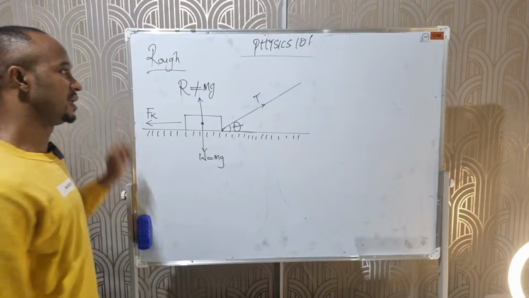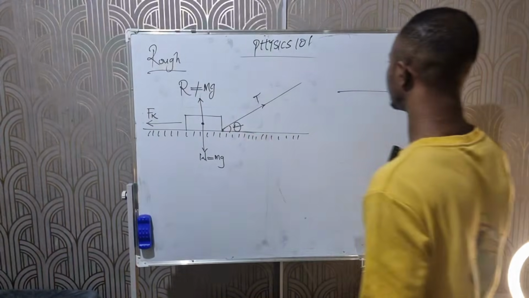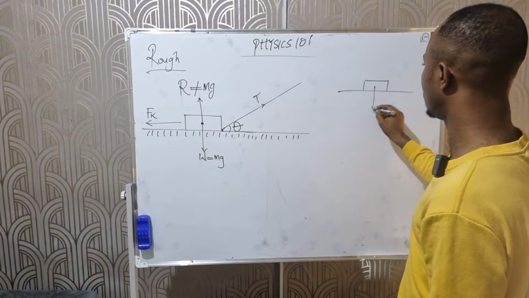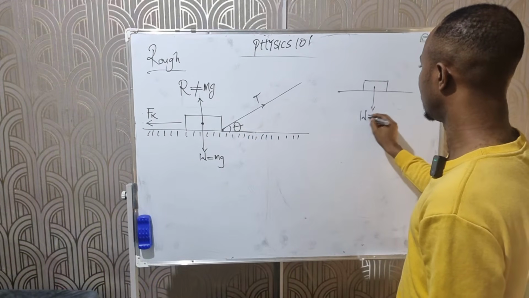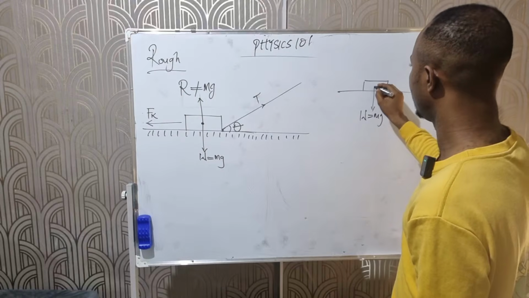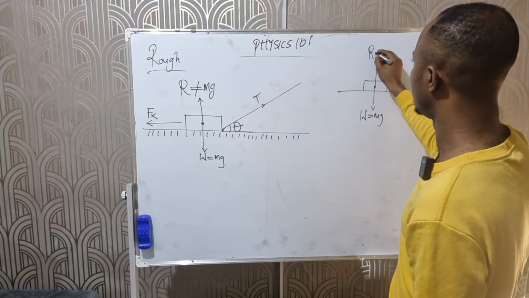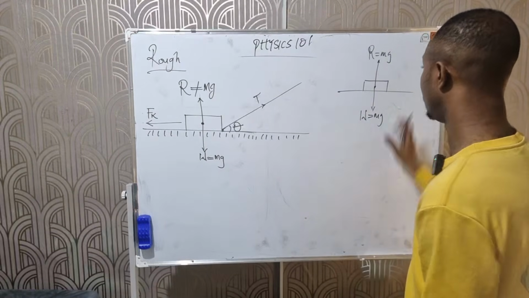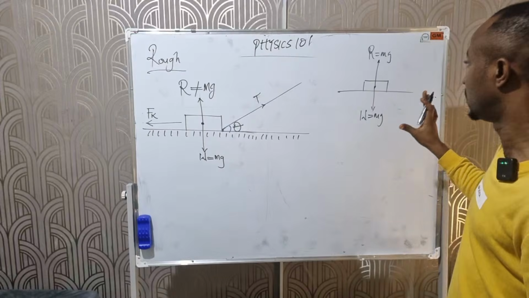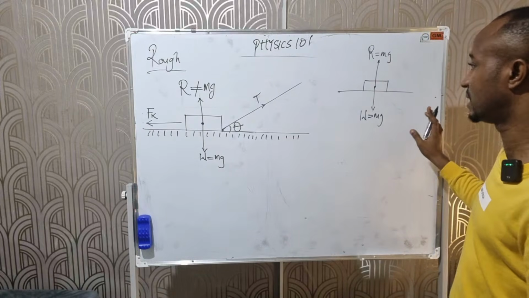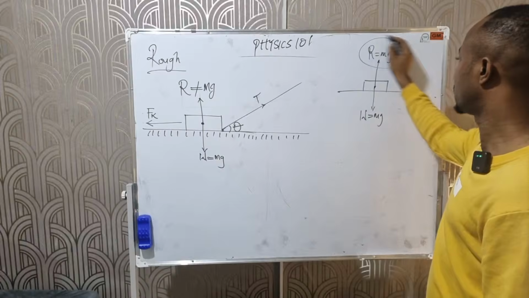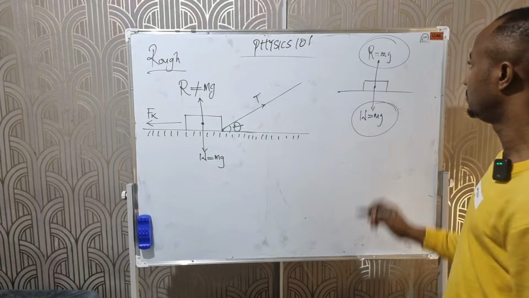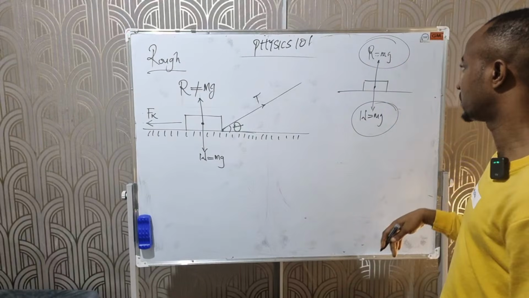I will explain why. If I have a body like this, where there's no rope attached, the weight is mg, while normal reaction is what? Somebody? It's also mg, right? For a system of a body in this kind of diagram, your normal reaction equals the weight of the body. Then the upward force equals the downward force.